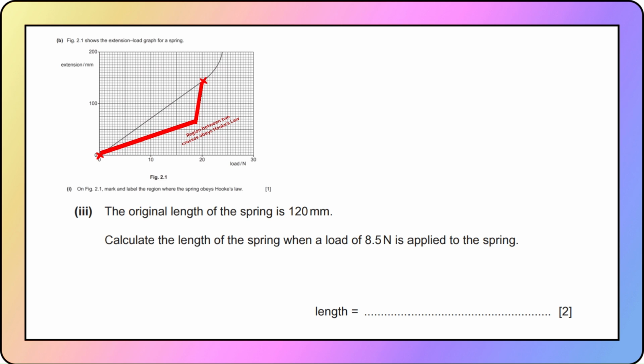If we look carefully at the graph, we can see that the extension at 8.5 newtons is 62 millimeters. So we can add 120 with 62, which would give us 182 millimeters. It's alright if you read it as 61 or 63, you will still gain your mark.